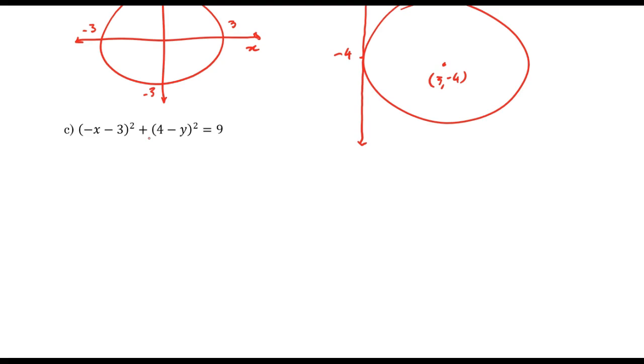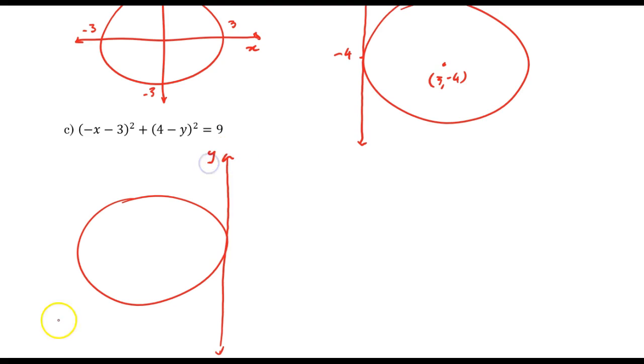So I have moved it 3 units to the right and 4 units down, just as before, but then I have essentially reflected it in the x and y axes. So now it's going to look like this. That's my y-axis. That's my x-axis. 4 here, centre at negative 3, 4.